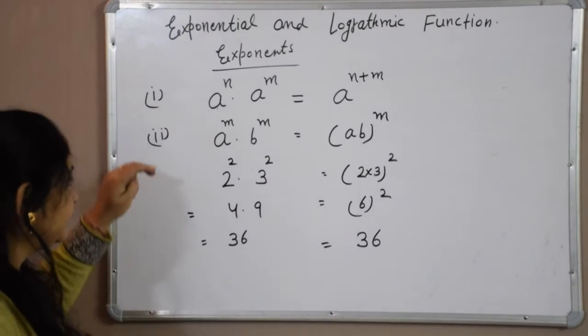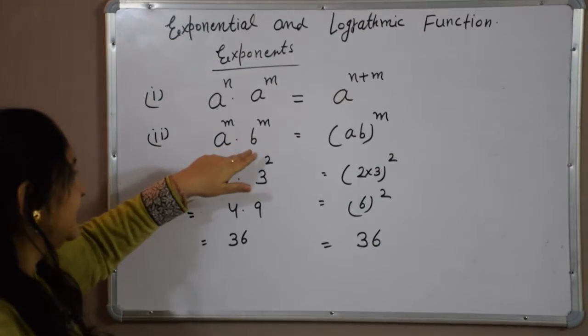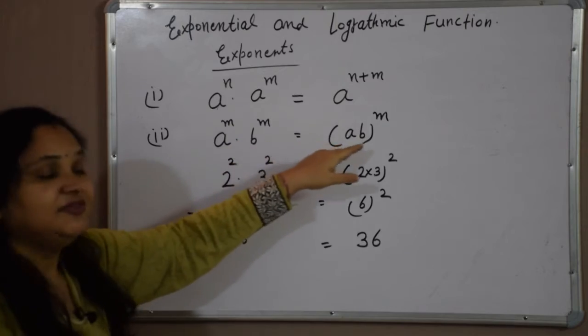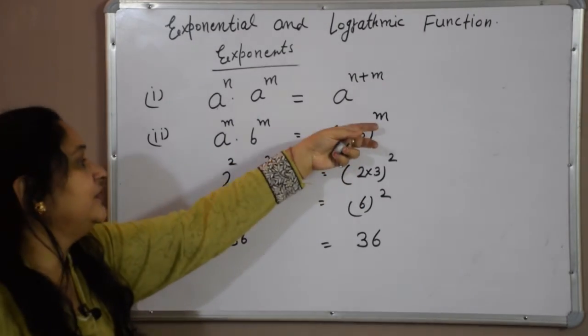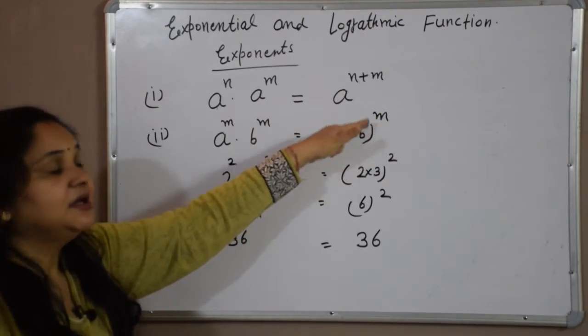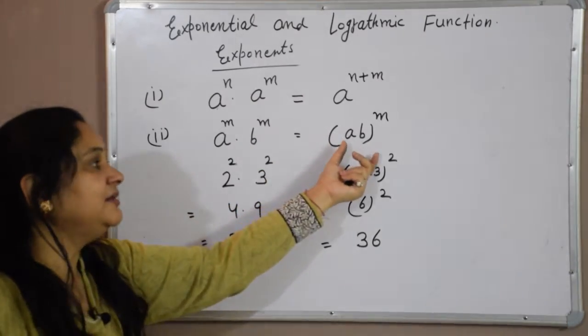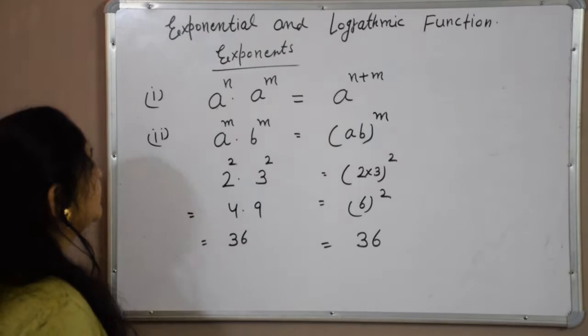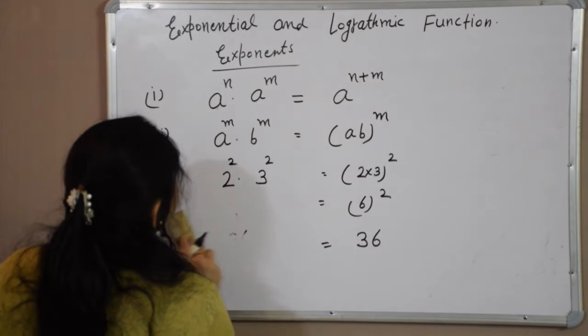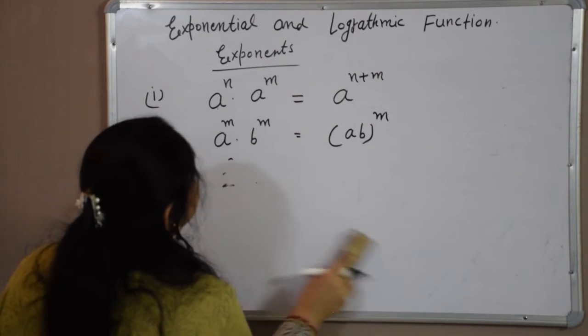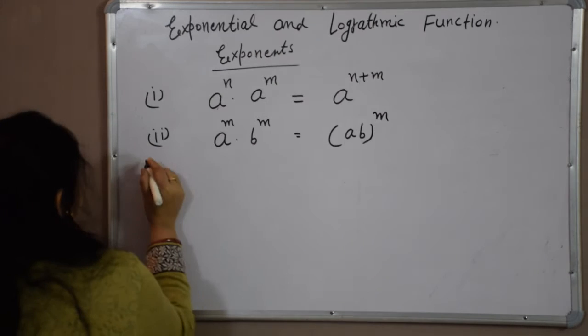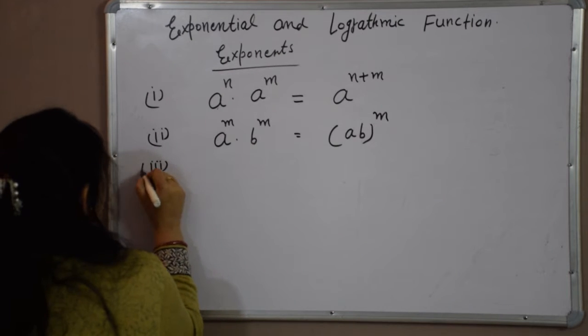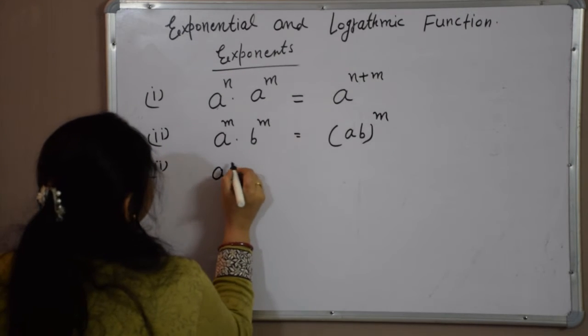So the property is, whenever we have different bases but the same power, we can multiply them and we can use the power one time commonly because we have already multiplied them. I think with the example it is clear to you. Now, what is our third property? The third property is about division.